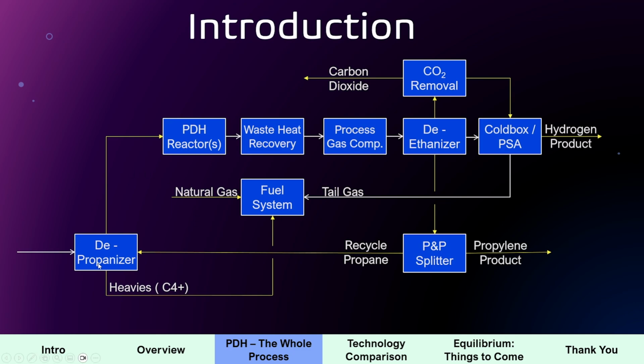That's where the depropanizer is, and it pretty much separates the C3 as an overhead product, and that goes to your PDH reactors. The bottom products, which are going to be C4 plus, will most likely be used as part of your fuel system to reduce your natural gas. Once you go to the PDH reactors, that's where your main chemical reaction is, turning propane into propylene and hydrogen.